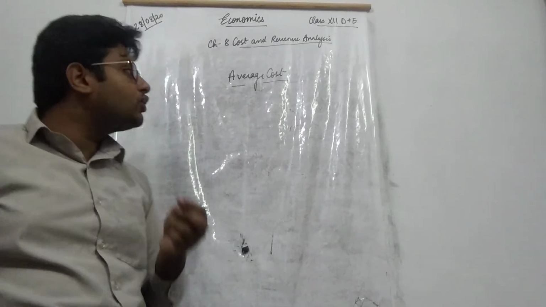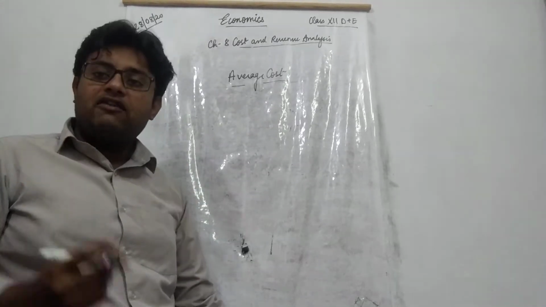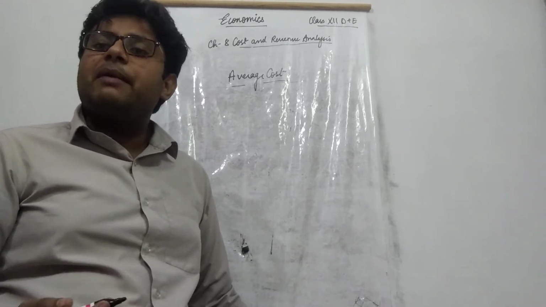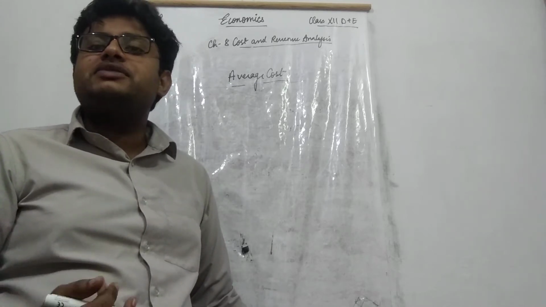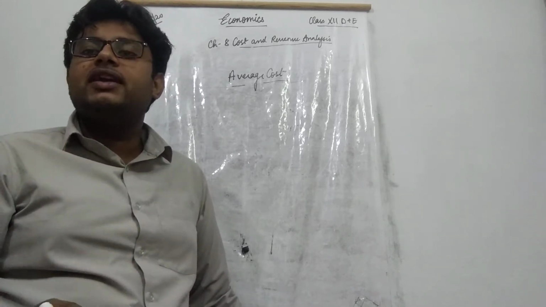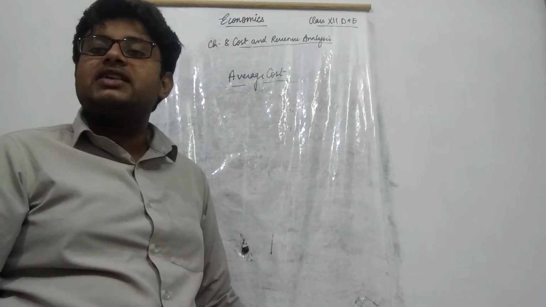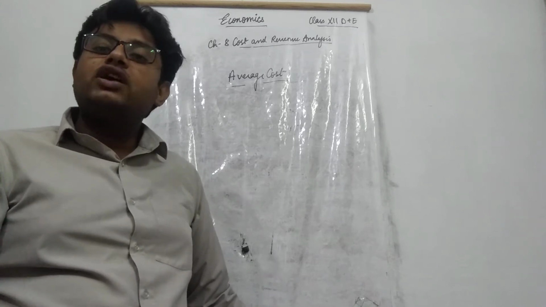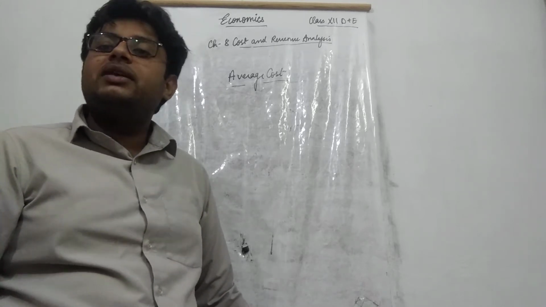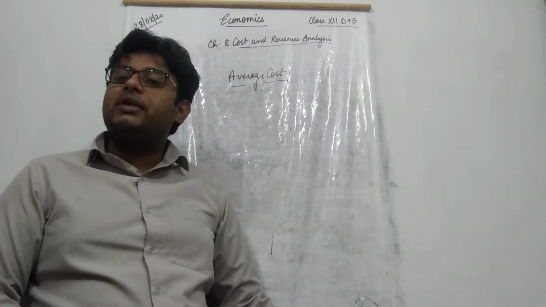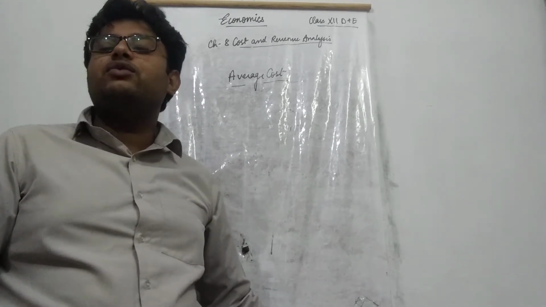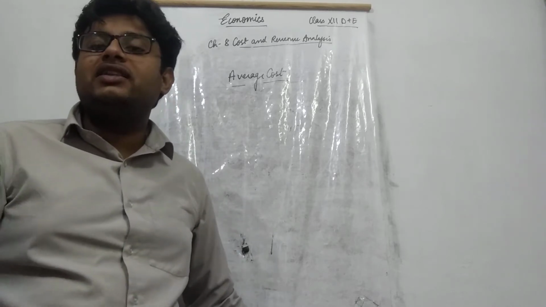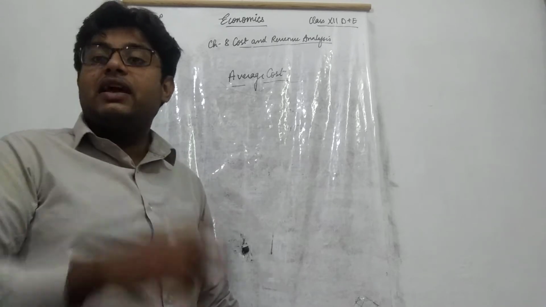First of all, we need to know what we mean by average cost. We all know what an average is. For example, if I want to know the average marks of class 12th D, there are 51 students in the class, and I want to know the average marks of economics. Then I will add up the marks they have secured in economics and divide it by 51, and I will get the average marks, also called the mean, which we have already done in class 11th.